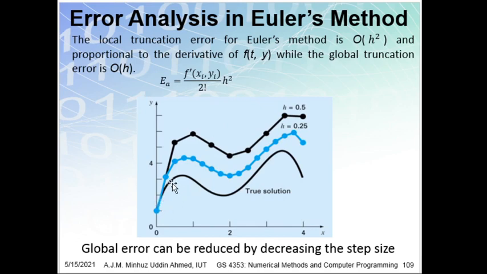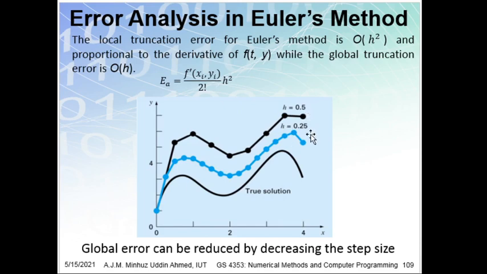This is the true solution. So whenever you increase the step size, or you are using h equals 0.25, a smaller step size will give you less deviation from the true solution. But if you use a larger step size, it will take you far away from the true solution. So as much as the step size is increased, the error will increase.